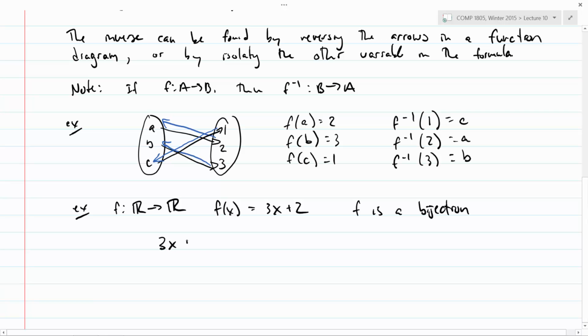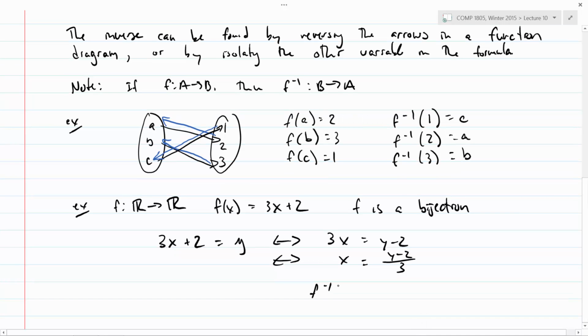So suppose that 3x plus 2 equals y. All we have to do is solve for x. So 3x plus 2 is equal to y if and only if 3x equals y minus 2, if and only if x equals (y minus 2) over 3. Okay? Therefore, f inverse of, I guess here it's y, equals (y minus 2) over 3. If you wanted to say f inverse of x equals (x minus 2) over 3, that's perfectly fine.